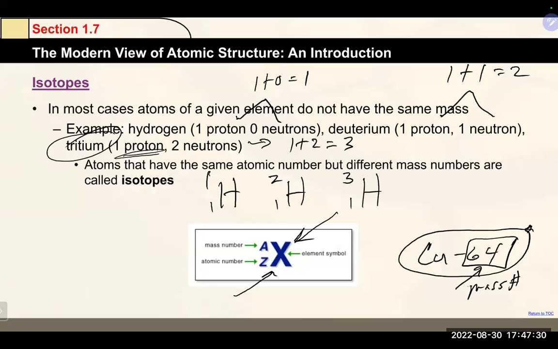Basically, we take the top number minus the bottom number when we have the symbol written like that, and that gives us the number of neutrons. So in the first one, if I took 1 minus 1, that gives me 0 for the neutrons. For the second one, if I took 2 minus 1, it gives me 1. And for the last one, if I took 3 minus 1, it gives me 2 for the number of neutrons. So if you have it written in that form, top number minus bottom number will give you the number of neutrons. Any questions on that?